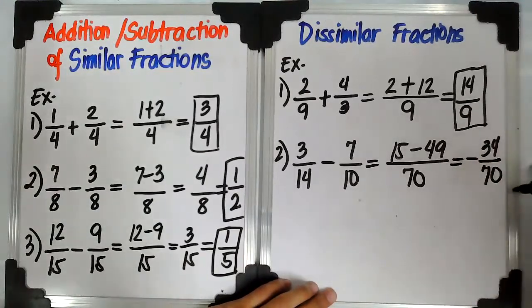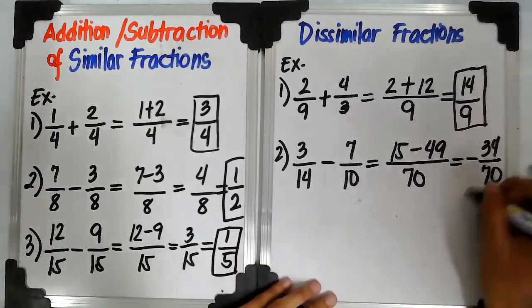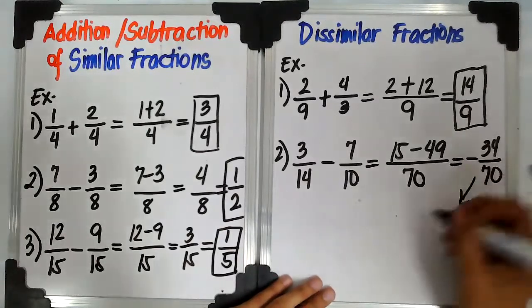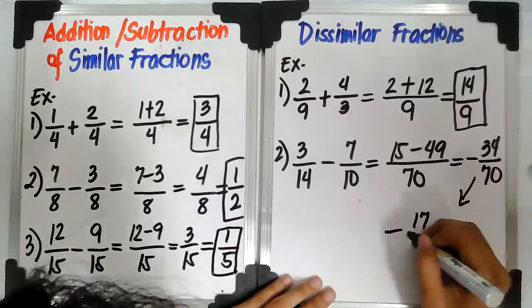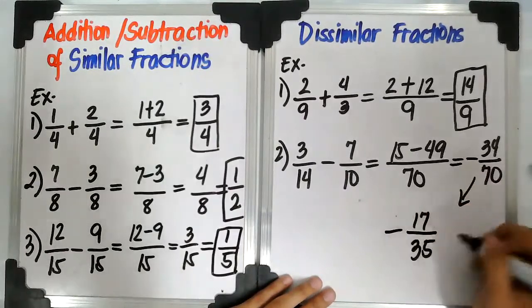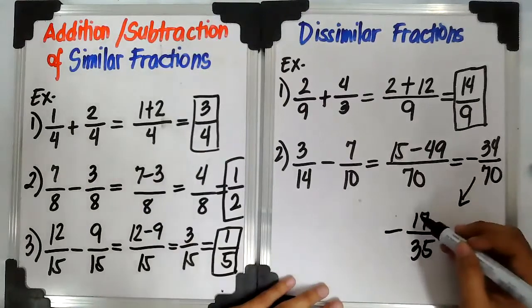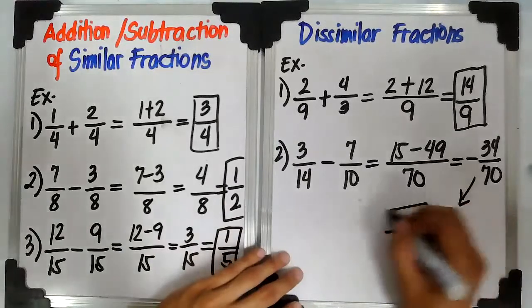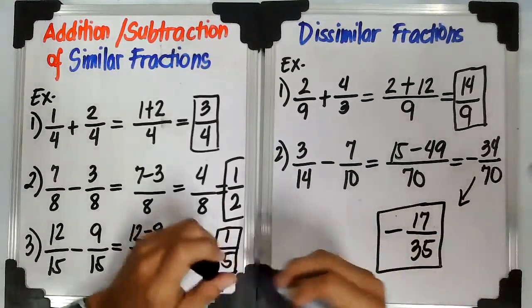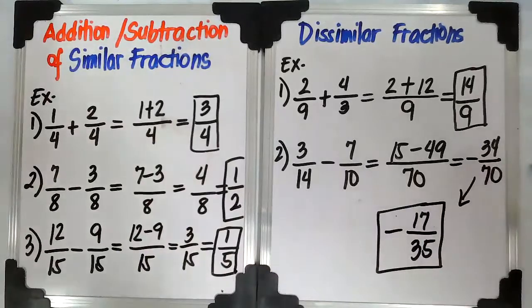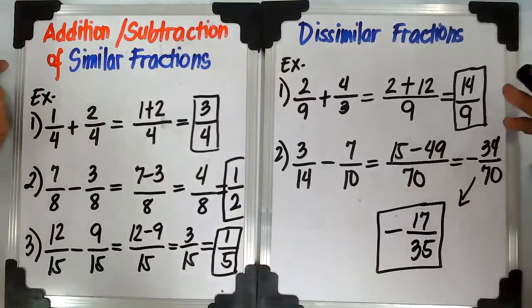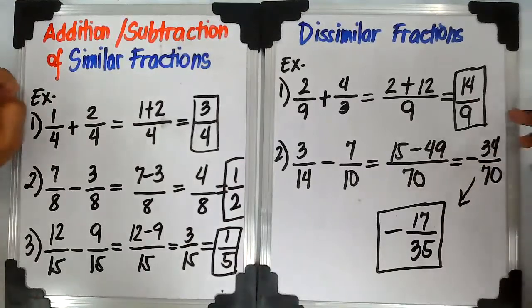And since 34 and 70 are both even numbers, you can still simplify this. So if you divide by 2 the numerator and the denominator, this will be equal to negative 17 all over 35. And we all know that 17 is a prime number and 35 doesn't have any factor of 17. So this will be our final answer. All right. So in solving dissimilar fractions, you have to first rewrite the fractions in terms of their common denominators before you proceed with the process of addition or subtraction.